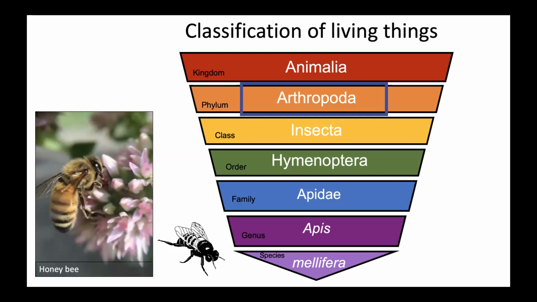creature. So in the classification of living things, arthropods are a type of phylum, and then you go down to the class Insecta, and then it goes to an order. For this example, it's the honeybee. This is in the order Hymenoptera, which also includes ants and bees and wasps. And then you go to a family and a genus and a species.